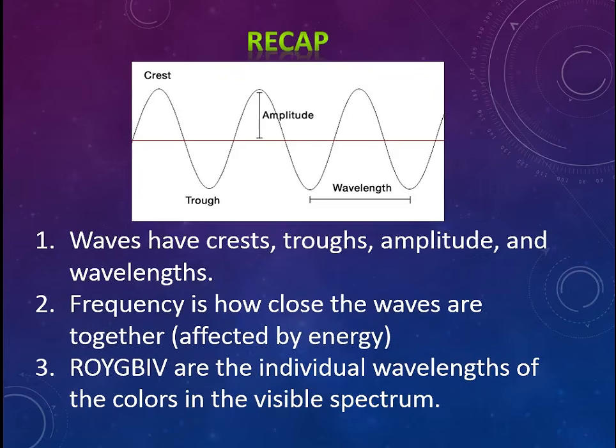Let's recap some of the important things that we've learned. One, waves have crests, troughs, amplitude, and wavelengths. Frequency is how close the waves are together, and this is directly affected by energy. And ROYGBIV are the individual wavelengths of the colors in the visible spectrum.